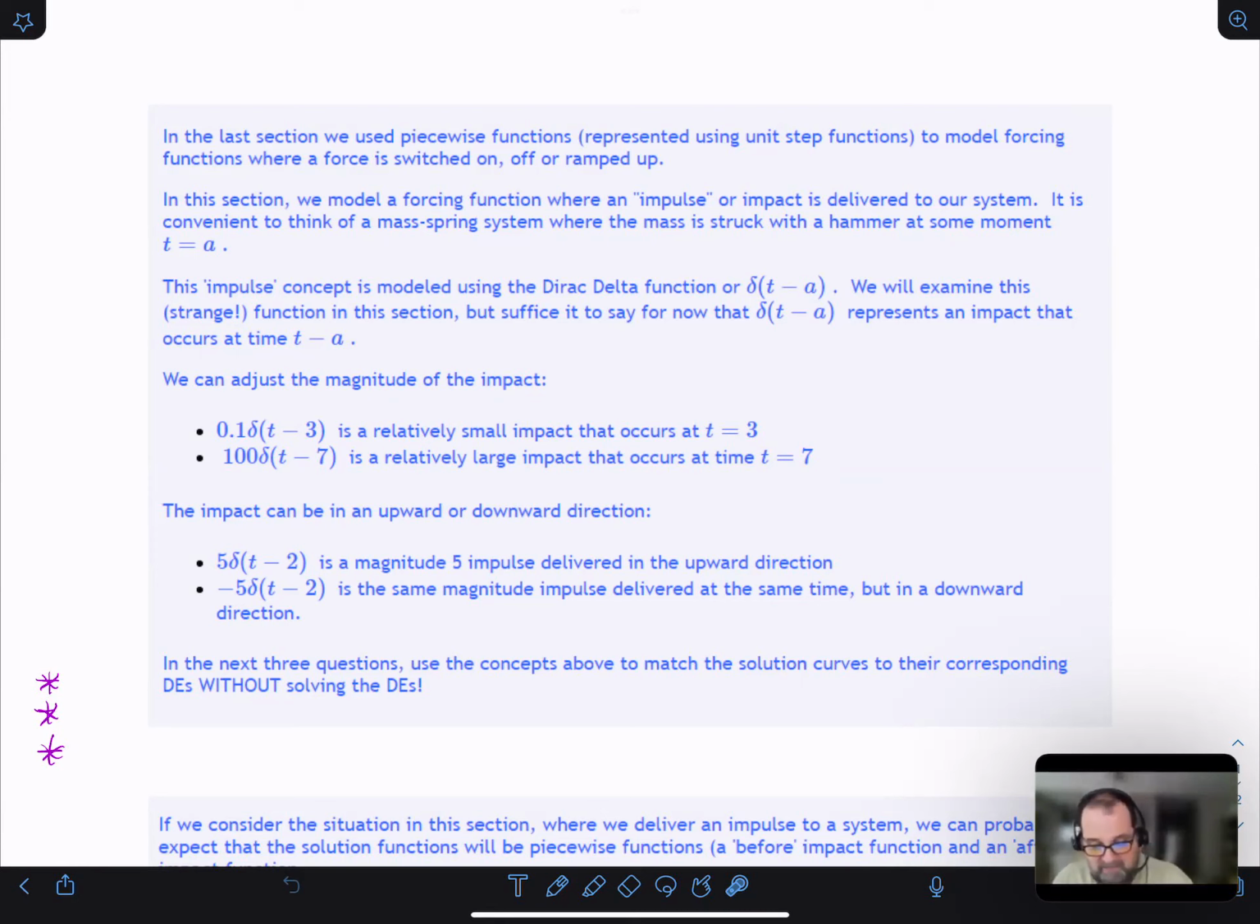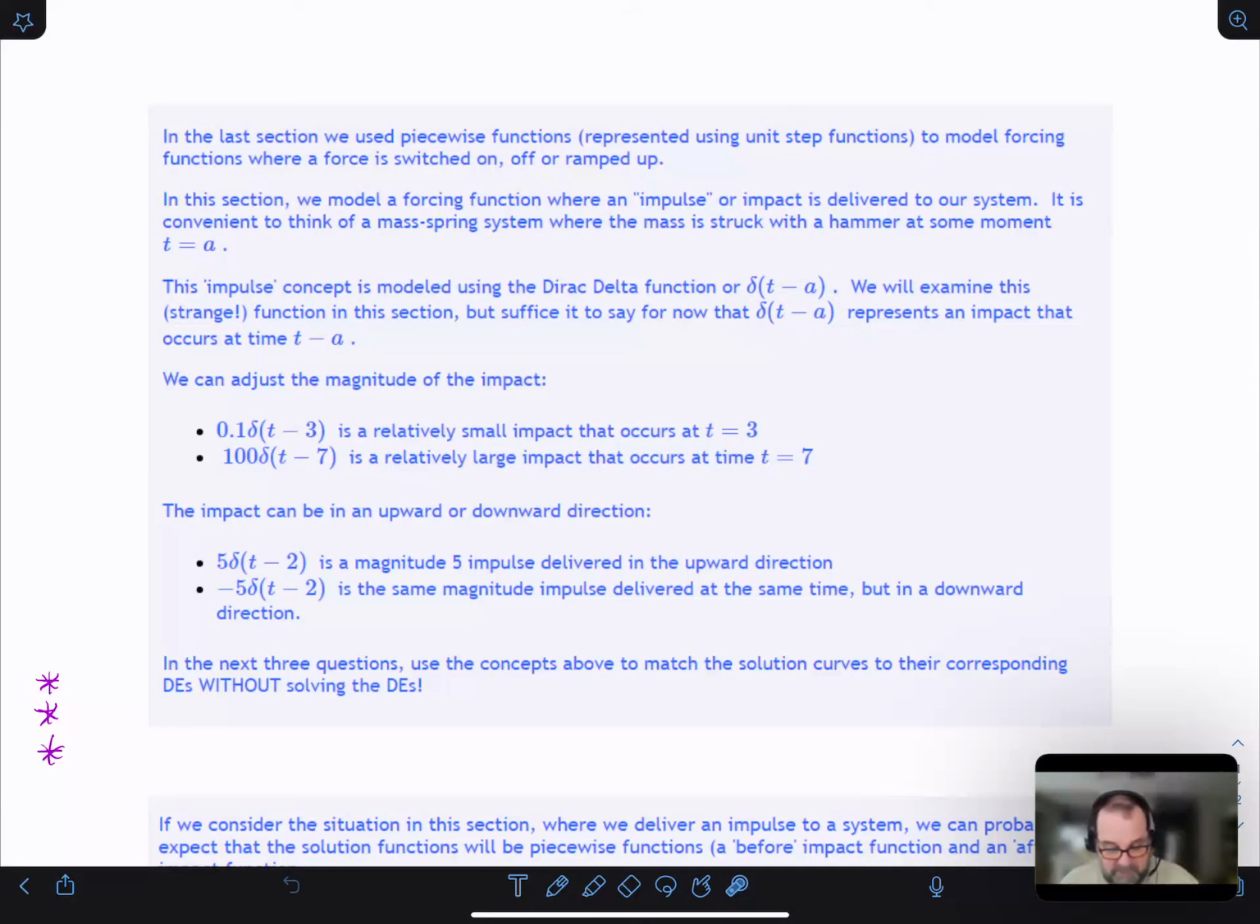I like to think of this as a mass spring system that is oscillating, which you then hit with a hammer at some moment, up or down. And this is what we're going to model by the Dirac delta function. This is a rather strange function, I guess function in quotation marks perhaps, but it does work for our purposes here. A Dirac delta function, delta t minus a, is a unit impact that occurs at time t equals a.